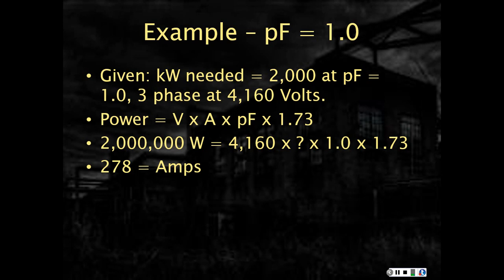Now you should remember that to get 2,000 kilowatts of power, that's real or working power, I need 278 amps. Remember, amps set the size of the wire. Now that's with a power factor of 1.